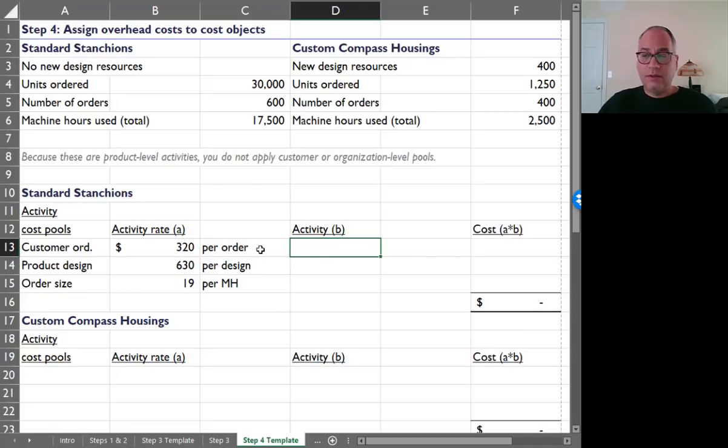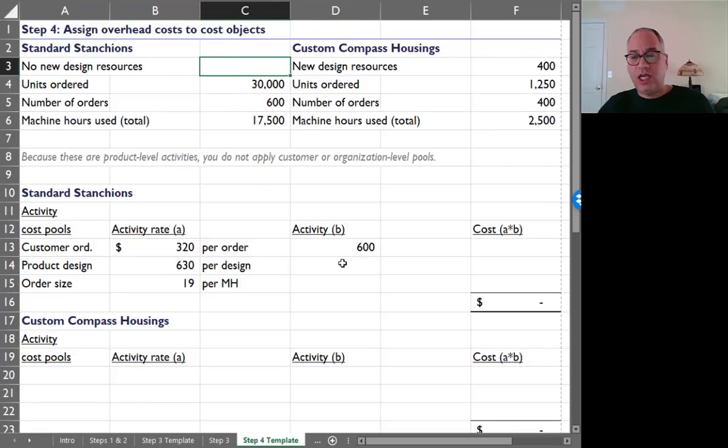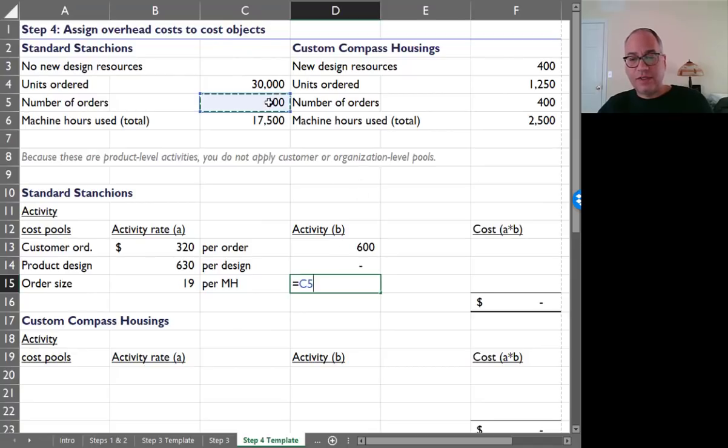How many customer orders did we have? 600. How many products were designed? None. And what was the order size? There were 17,500 machine hours.